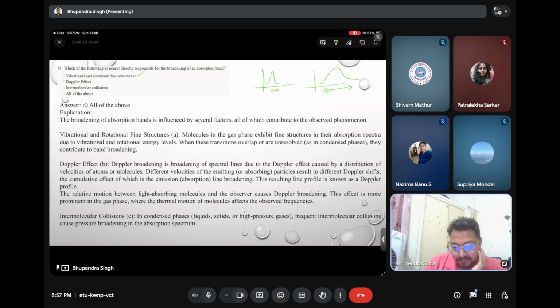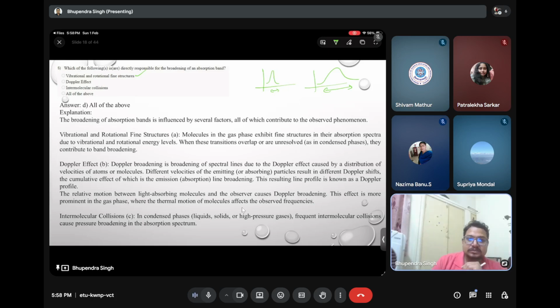So here I have written the Doppler broadening is the broadening of the spectral line due to the Doppler effect caused by the distribution of velocity of atoms or molecules. Different velocities of the emitting or absorbing particles result in different Doppler shifts, the cumulative effect of which is the emission or absorption line broadening. This resulting line profile is known as the Doppler profile. The relative motion between the light-absorbing molecule and the observer causes the Doppler broadening. This effect is more prominent in the gas phase, where the thermal motion of the molecules affects the observed frequency.